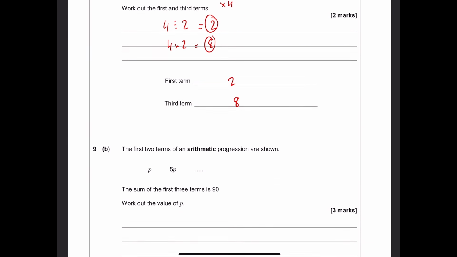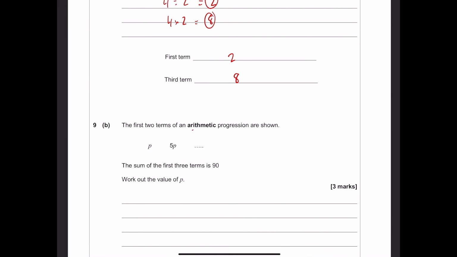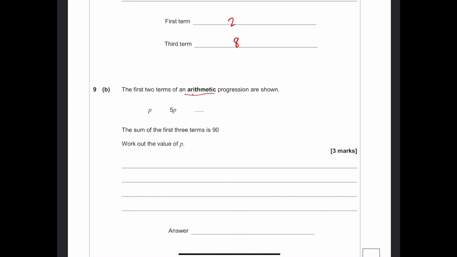The first 2 terms of an arithmetic progression are shown. Arithmetic, we add or subtract between terms. So the difference between the first and the second term is going to have to be the same between the second and the third term. So 5p take away p is 4p, which means that the next term must be 9p.